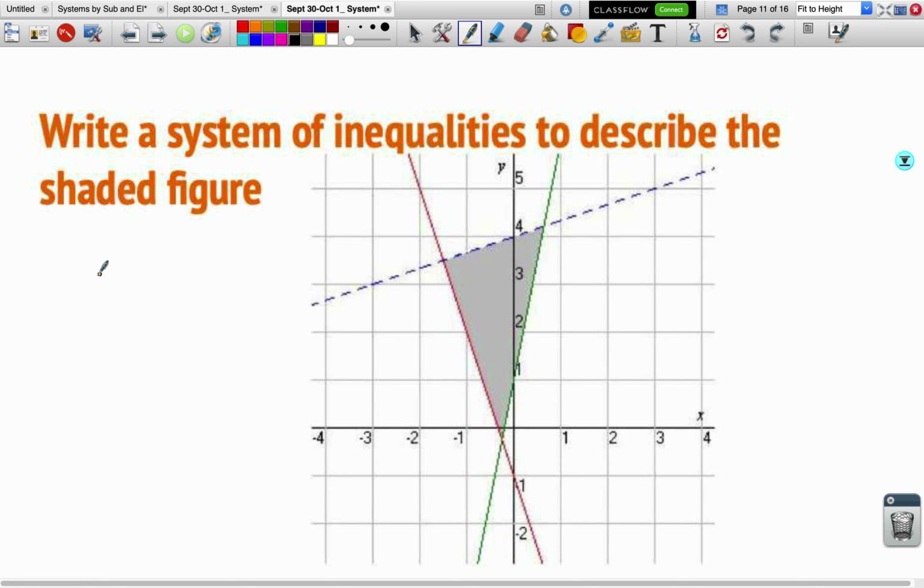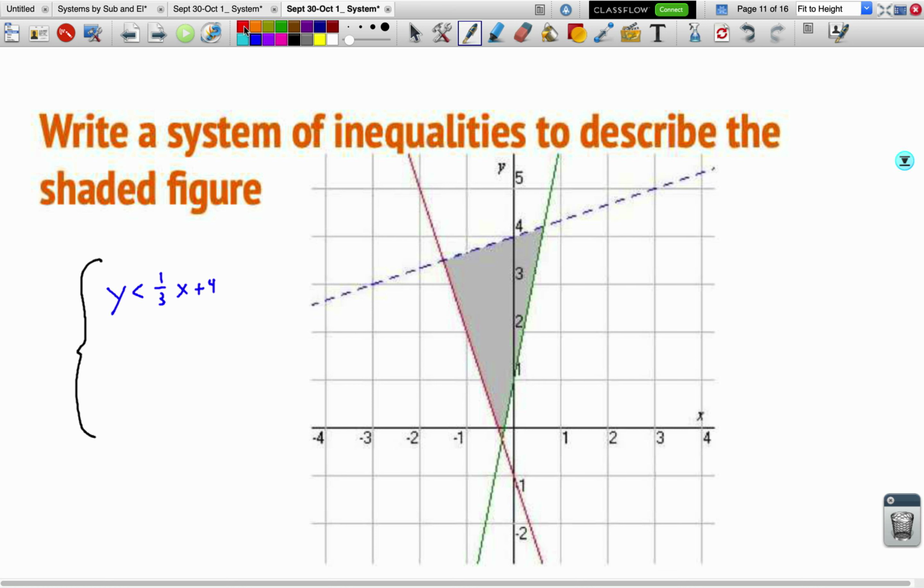So I need a curly bracket with space for 3 inequalities here. We'll do it in the matching color. We'll do the blue line first. This needs to be a y is less than. It's a dotted line, so it doesn't get the or equal to. And now what's that slope? That looks like a slope of 1/3, so 1/3 x, and then the y-intercept is 4, plus 4.